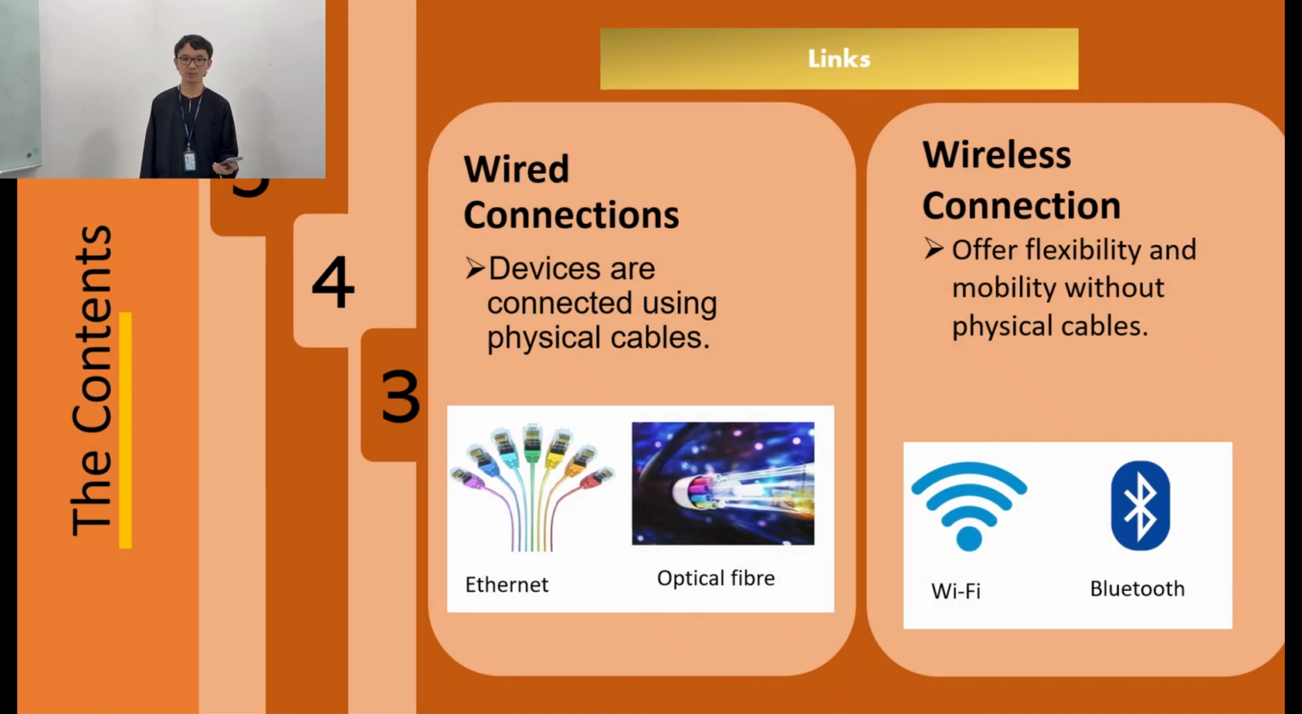Next, this network will be interconnected via wired connection or wireless connection. In wired connections, these devices are connected through physical cables such as Ethernet and optic fiber through optical signals. This offers a faster and more secure network. While for wireless connections, these devices are connected through radio signals wirelessly. This offers flexibility and mobility, while it may cause lag and interference.